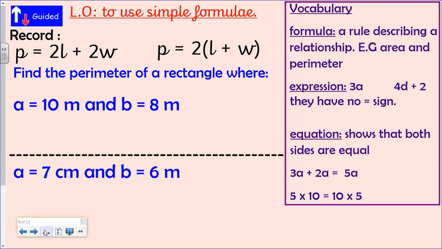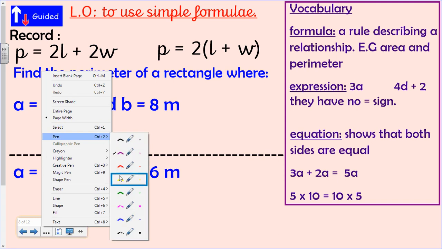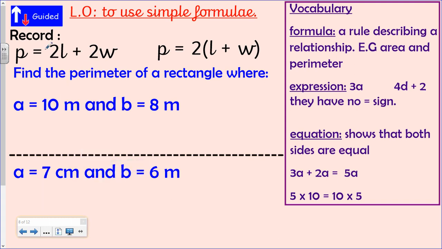Right, so what I'd like you to do, whatever you're writing on, whatever you can use, is to record, please, a bit like a STEM sentence almost. P equals 2L add 2W. And P equals 2 brackets L add W brackets. If you are not sure that you can remember what the P and the L and the W stand for, write that out as well. So P is perimeter, L is length, and W is width.